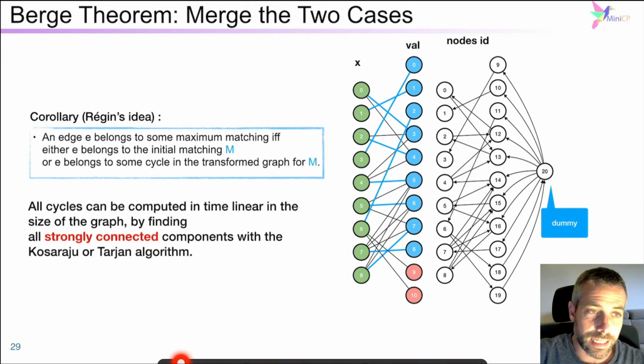The detection of the directed cycles in a directed graph, you can compute them all using what we call the strongly connected components. And there are very efficient algorithms to do that, linear in the number of edges: the algorithm of Kosaraju or the algorithm of Tarjan.